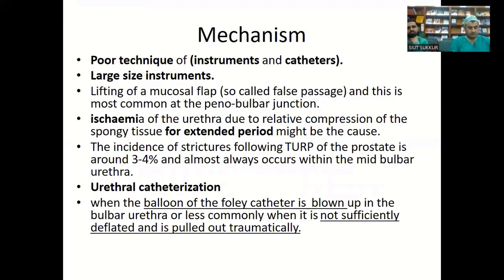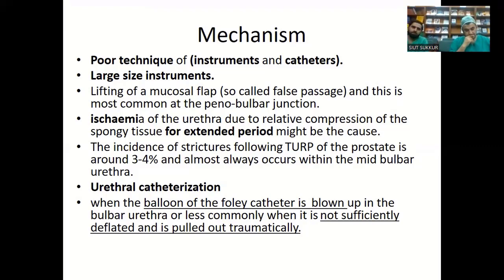Mechanism: there are three main mechanisms of iatrogenic injury. The cause is poor technique and instruments. The other is large instruments, which cause pressure necrosis, or we disrupt the urethral mucosa. Lifting up a mucosal flap can lead to a false passage, and this most commonly occurs at the penobulbar junction.